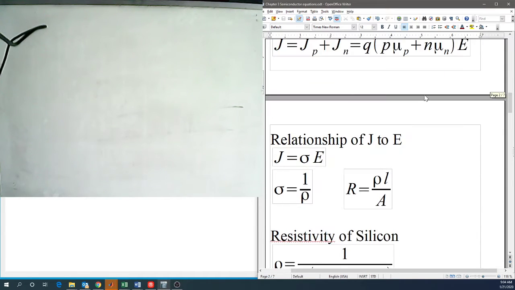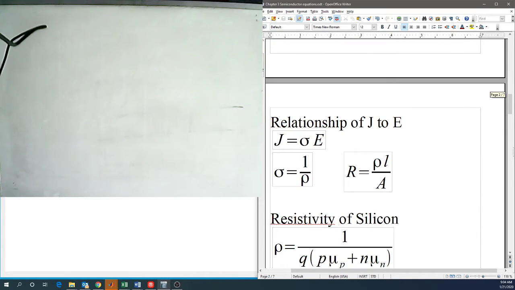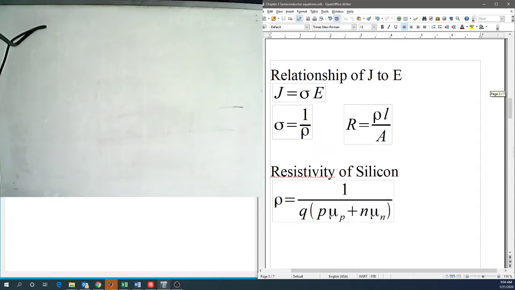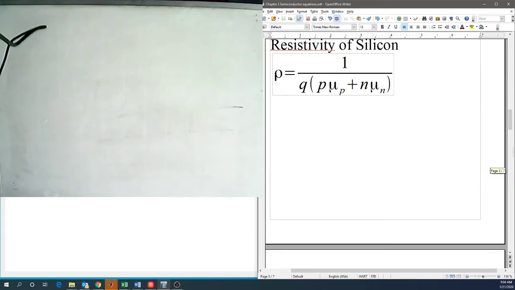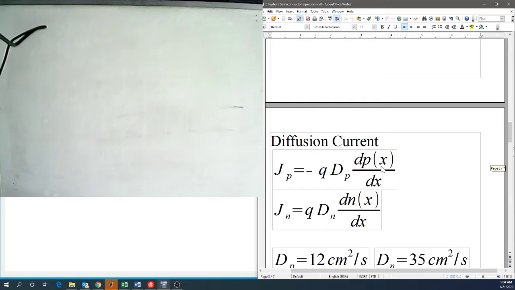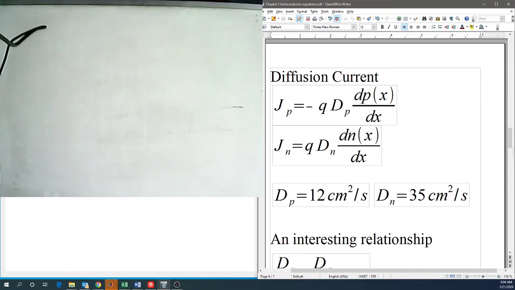So that's the combined rho L over A, knowing sigma and rho as far as the conductivity and the resistivity of silicon. Resistivity of silicon in particular is this equation here, and I think that's about where we stopped. We may have done diffusion current at the very end of that one, but I think that's where we're going to start right now.